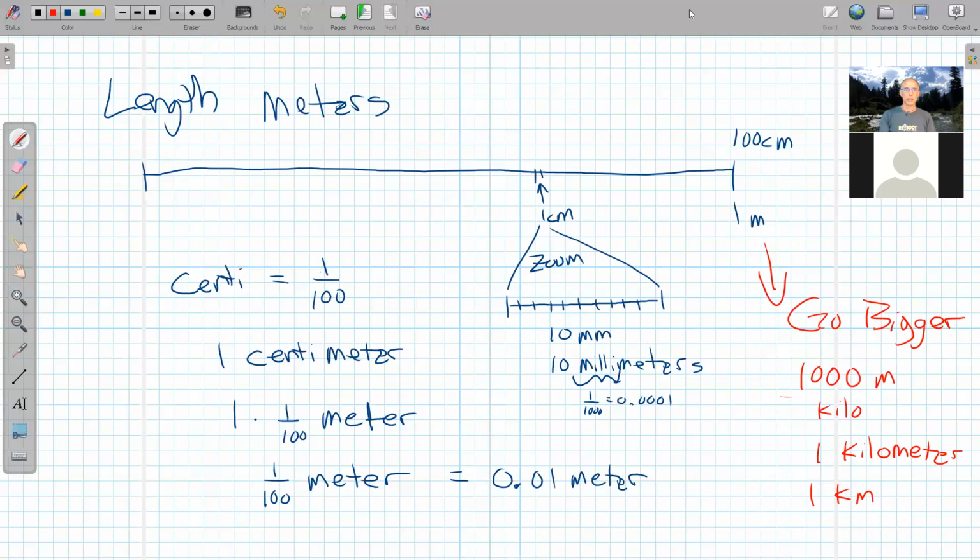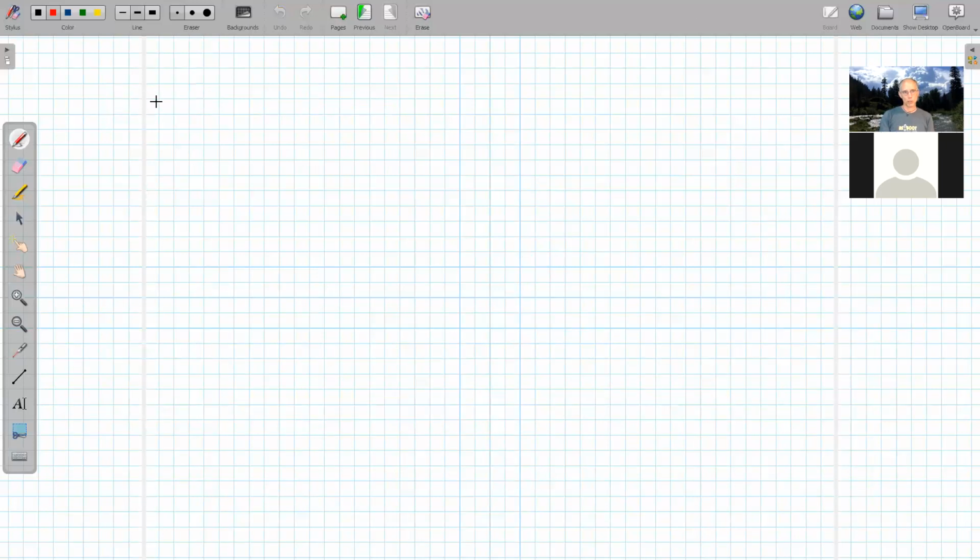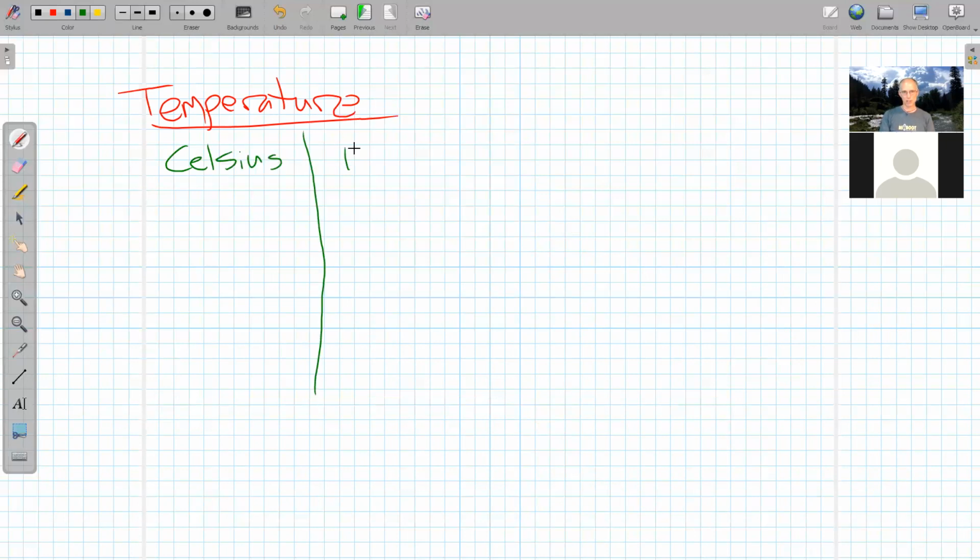All right, next, here we go. I'm gonna jump all the way up to temperature. To get used to temperature, there's a few things you probably ought to know about temperature to relate Fahrenheit to Celsius. So Celsius is a much simpler scheme than Fahrenheit.